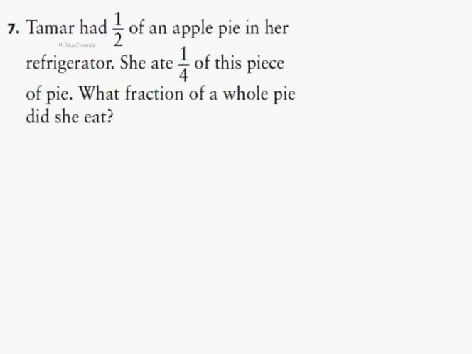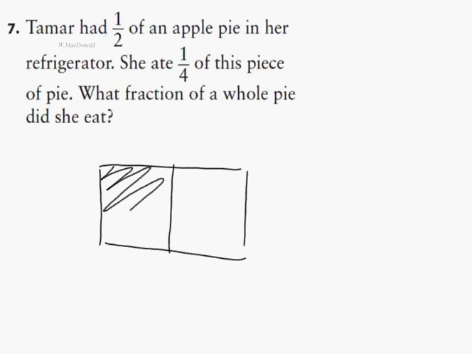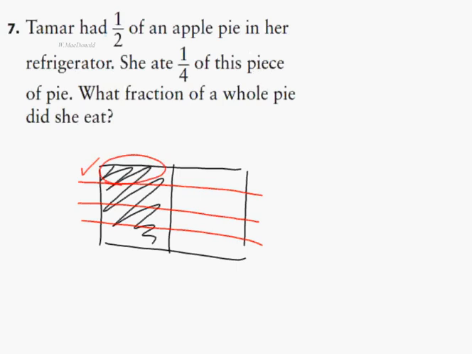Question 7 says Tamar had half an apple pie. So I'm going to draw a rectangle, and I'm going to let this represent the apple pie that Tamar has. She ate 1/4 of this piece of pie. So she divided that piece into quarters, and she had 1/4 of that piece of pie. What fraction of the whole pie did she eat? She ate 1/8 of the entire pie when she ate 1/4 of the half.